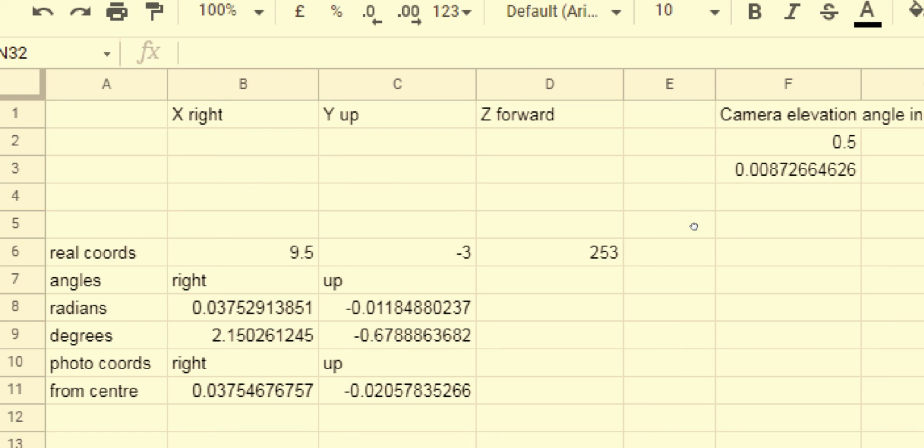Then we have a single target here, which has Cartesian coordinates, and the example shown is 9.5 meters right, 3 meters down, negative 3 meters up, and 253 meters forward. Or it's 9.5 inches right, 3 inches down, and 253 inches forward. It doesn't really matter.